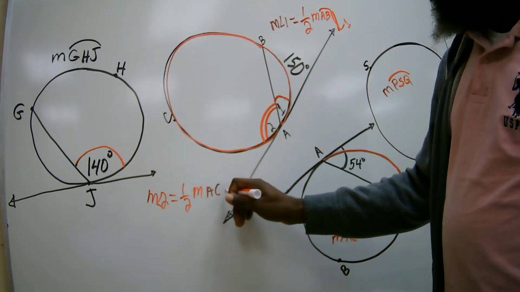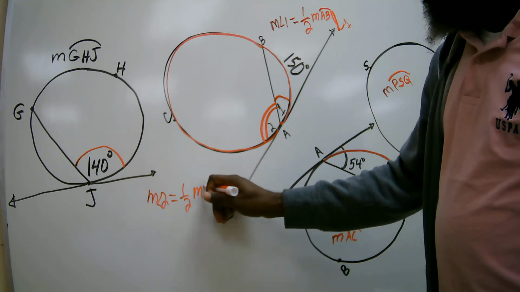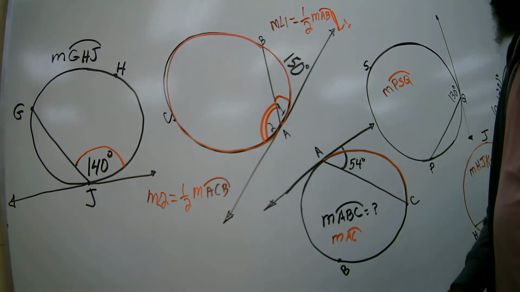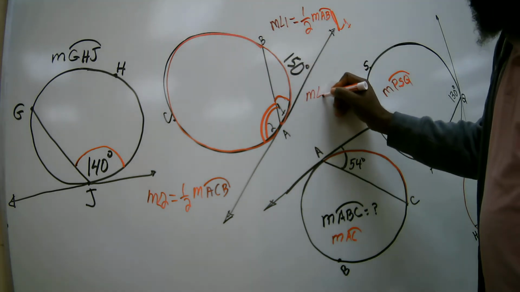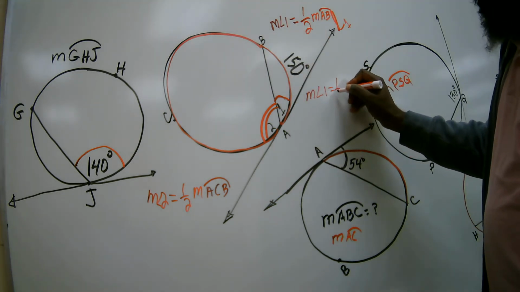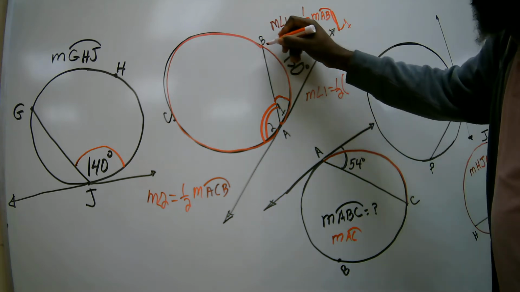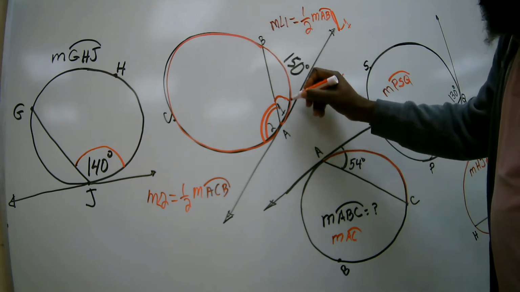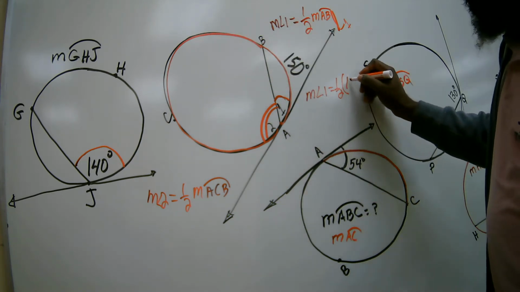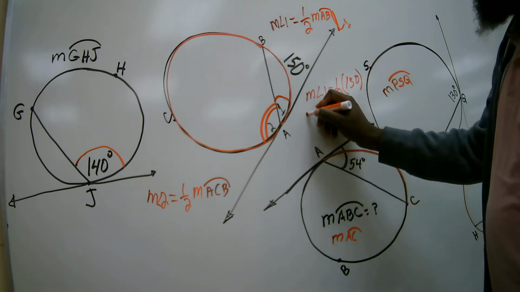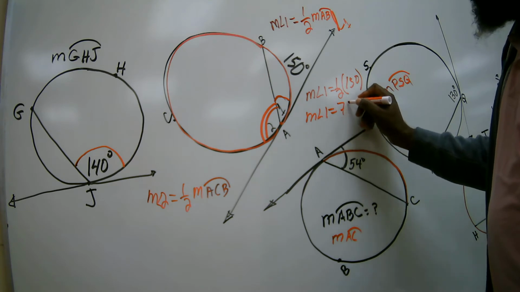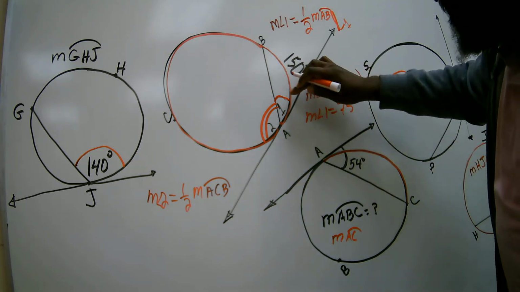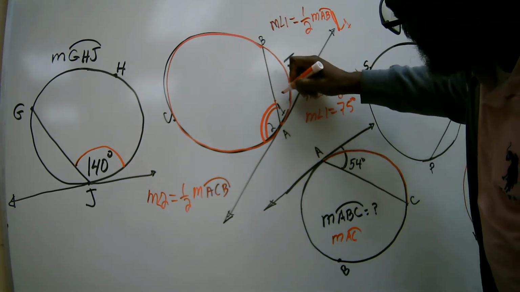This is a very simple concept. In this case, to find the measure of angle 1, the measure of angle 1 is 1/2 the measure of arc BA. The arc is 150. So you're going to take 1/2 of 150, which is 75 degrees. In this case, angle 1 will be 75 degrees.